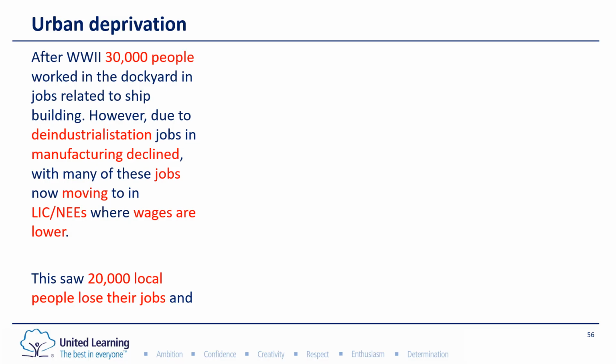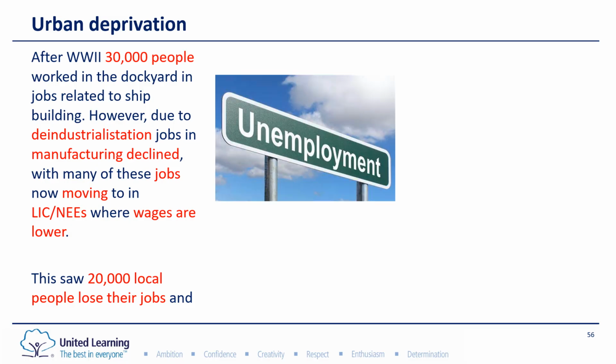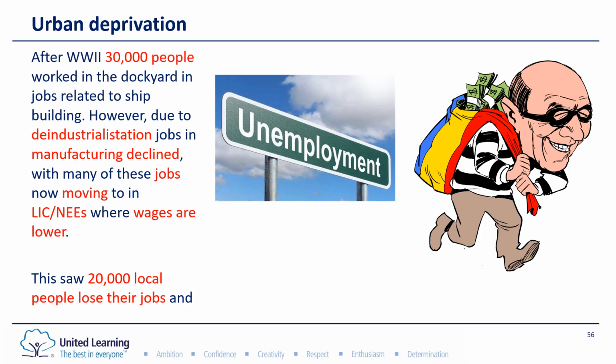Like I've already said, deindustrialisation. After World War II, 30,000 people worked in the dockyard. 20,000 people have lost their jobs there as the factories relocate to Southeast Asia. This has led to Portsmouth having higher unemployment again, which means there is high crime rate. But the challenges do not have to stay forever.